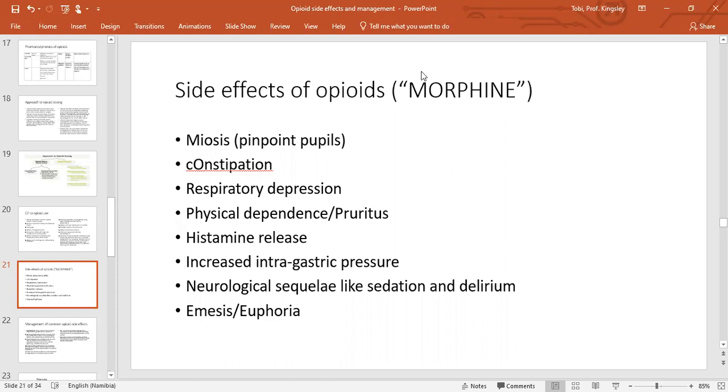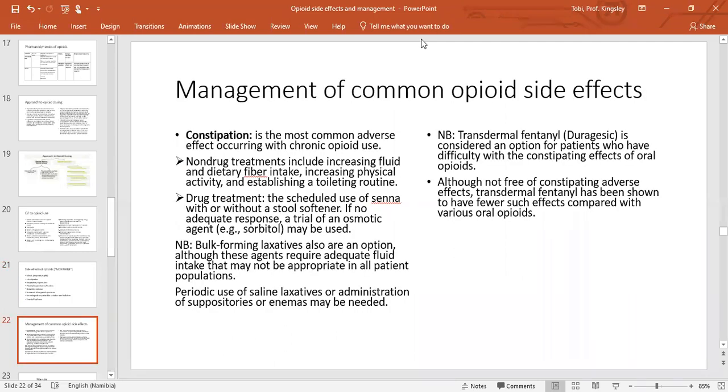Do we get it? Yes. Now, we've talked about it. How do you manage some of these side effects of opioids? Let's start with constipation. It's one of the most common adverse effects following chronic opioid use. There are two ways of managing constipation due to chronic opioid use. You have the non-drug and the drug therapy.